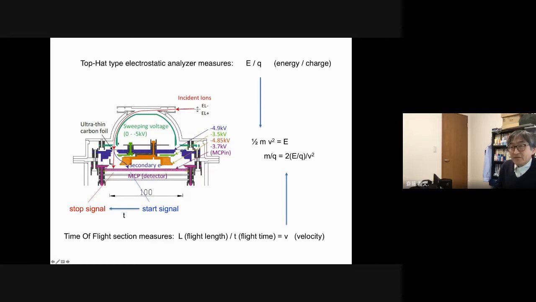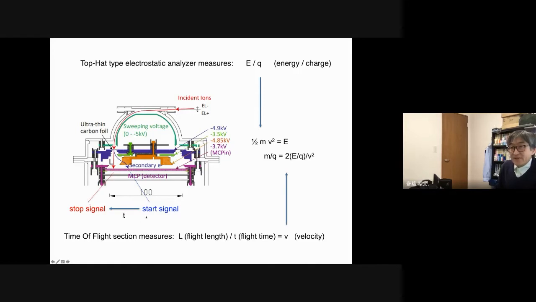When the energy selected ions collide with this very ultra-thin carbon foil, secondary electrons are emitted here, like this. The secondary electrons are accelerated and detected by the MCP at this position, and this is used as the start signal. Because this is a very thin carbon foil, the incident ions can pass through it, go straight on, and be detected by this MCP here. This signal is used as the stop signal.